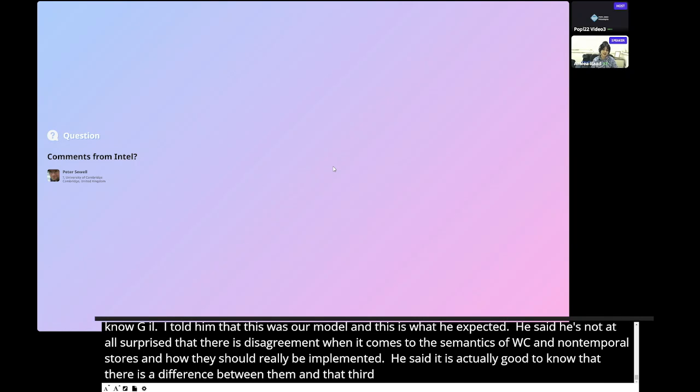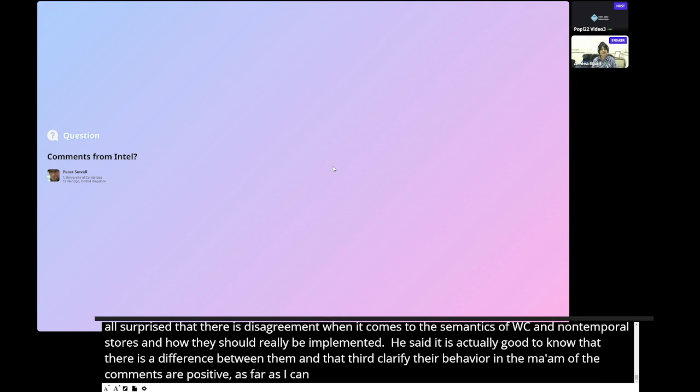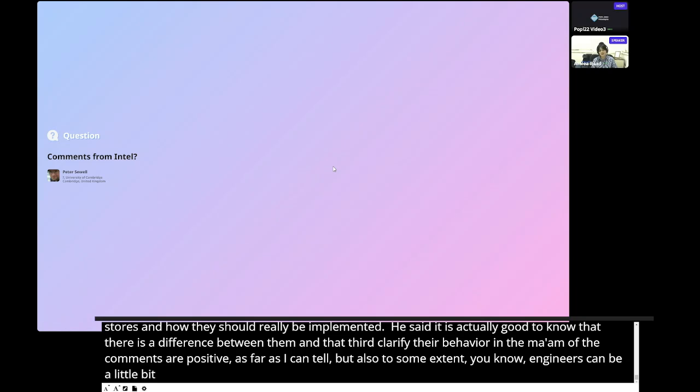The comments were positive as far as I can tell, but also to some extent, engineers can be a little bit more laid back about this sort of thing. They were not that surprised, but they did note that there is a discrepancy in the manual.